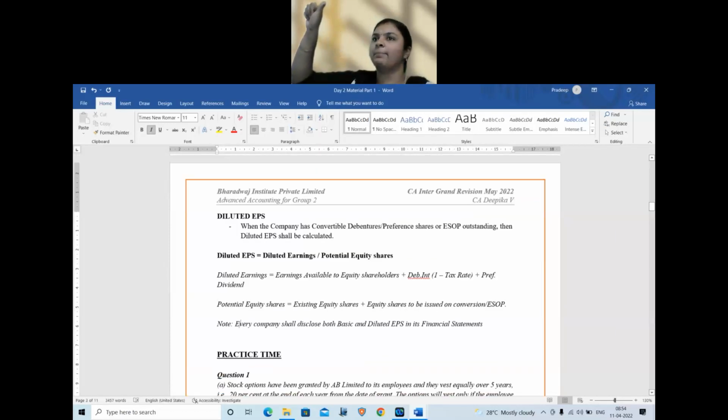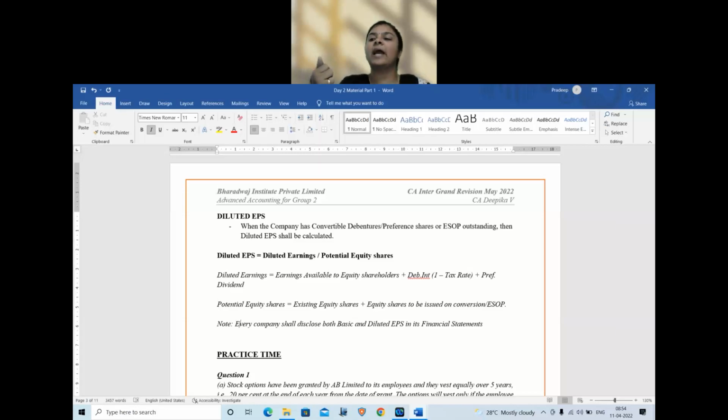So we have seen basic EPS, we have seen restated or adjusted EPS. Now the third type of EPS that we are going to see here in AS 20 is diluted EPS. What is diluted EPS? When the company has dilution of capital. Dilution of capital is any form of liability which gets converted to capital in the future.